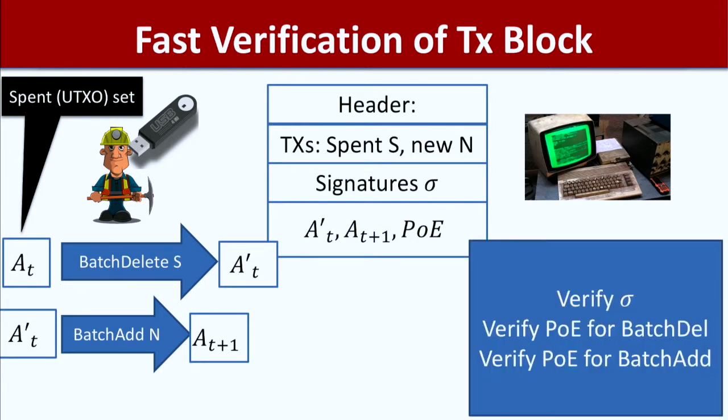And in order to then verify this, if you're another miner in the system, and you're trying to verify that this was done properly, you don't have to go do all this work again yourself. You verify the signatures, and you verify one proof of exponentiation for the batch delete, that the batch delete was done correctly, and verify one proof of exponentiation for the batch add. And of course, you also have a proof of exponentiation for membership witnesses too.